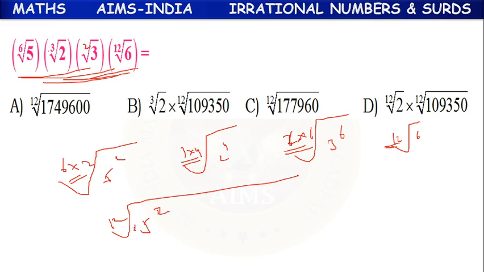5 square means 25. 2 power 4, 16. 3 power 6. 3 power 6, how much?